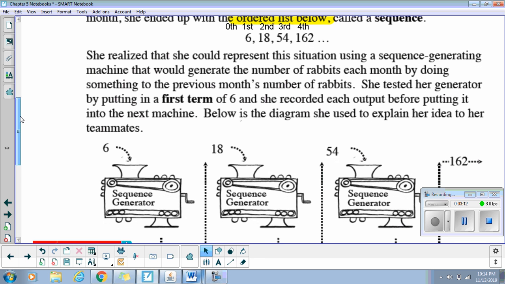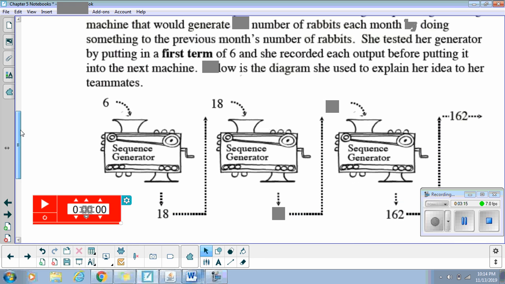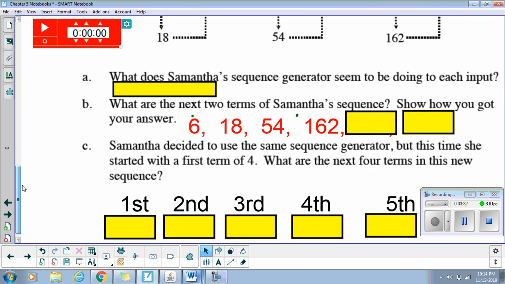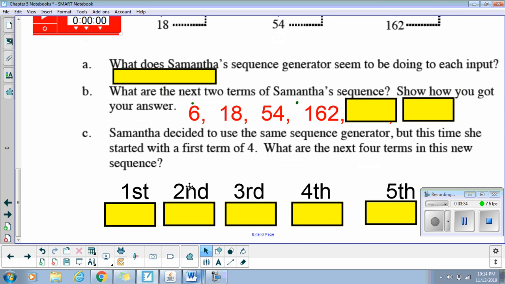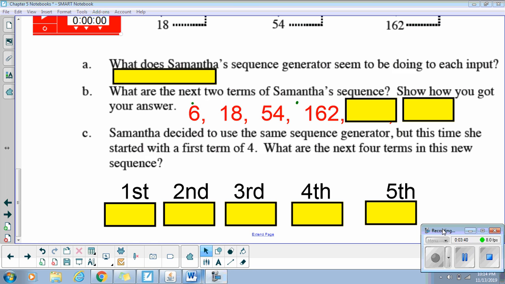So if we take a look at the picture she drew, she has a sequence generator, she drops in a 6, and out pops an 18. Then she takes the 18, drops it in the sequence generator, out pops a 54. Takes 54, puts it in the sequence generator, out comes 162, and she would continue that process. So take a minute and answer A, B, and C with your group, and then hit play again to see the answers, but these should be super quick. Use your calculator, write them in your math notebook.